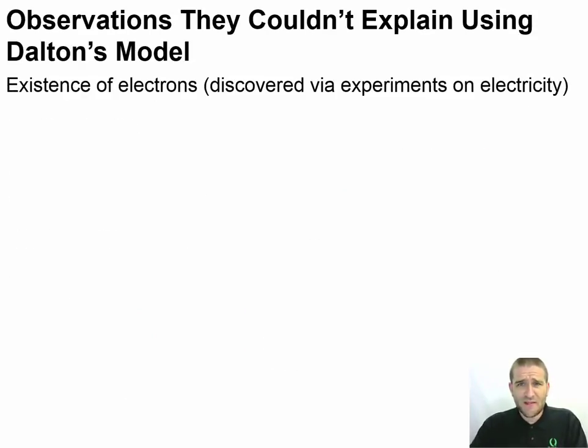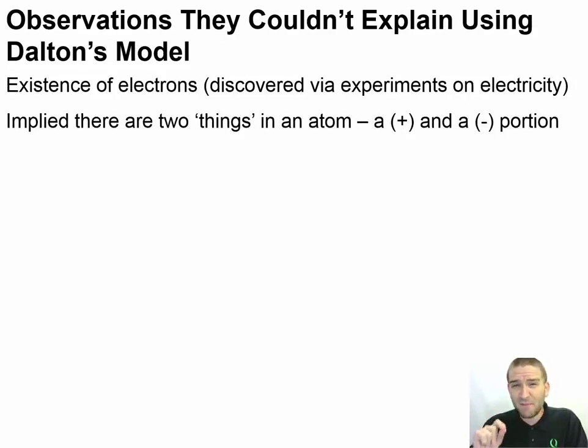It didn't bring up the existence of electrons, and I mentioned that that was a big deal. They knew about charged particles at the time, and they had done some experiments on electricity, and they knew about negative charges. They didn't know about the electron yet. In fact, the electron is one of the smallest particles we talk about, so that's still a long time coming. But it did imply that there were going to be things inside of an atom like a positive and a negative portion. They knew about that, but again, that didn't show up in Dalton's model. So we needed to have the next generation model that built in these new observations.